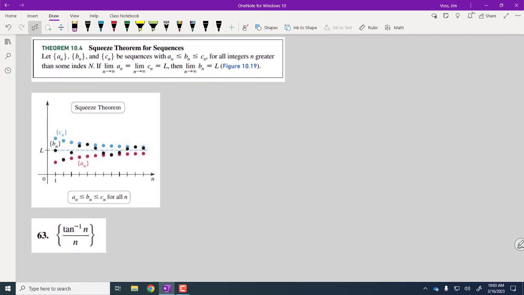In calculus, you had a squeeze theorem. You had a squeeze theorem for functions in calculus when you took limits. The idea here is the same. Sequences are functions. They're functions with a domain of the positive integers.